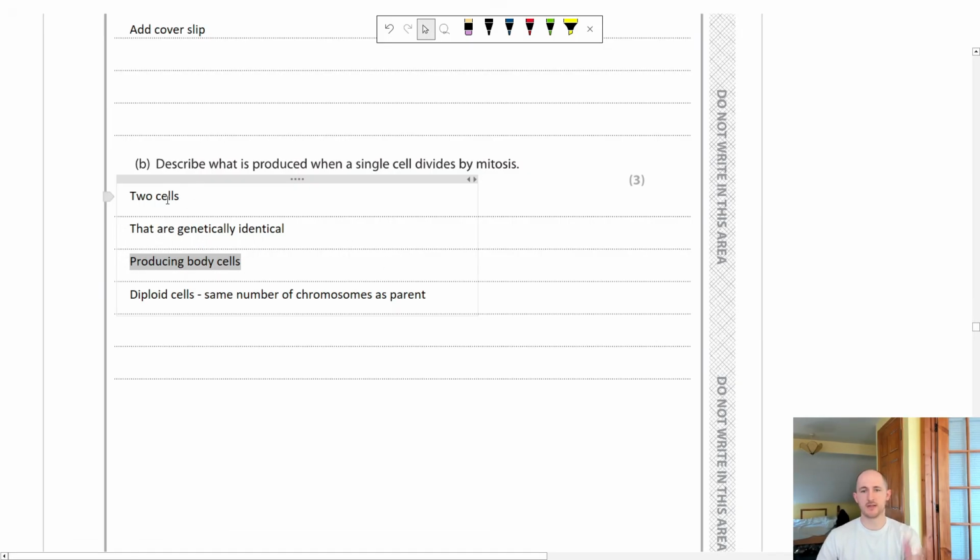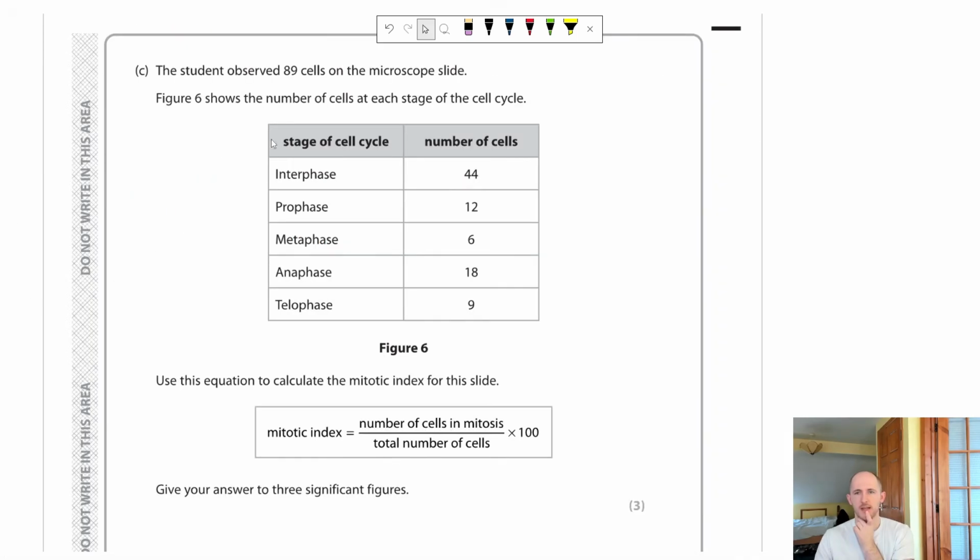The most important is that it's 2 cells that are genetically identical with the same number of chromosomes as the parent. Which is important again because in meiosis it produces half the number of chromosomes in the parent, which is why they produce 4 cells, by the way. Hopefully that makes sense.